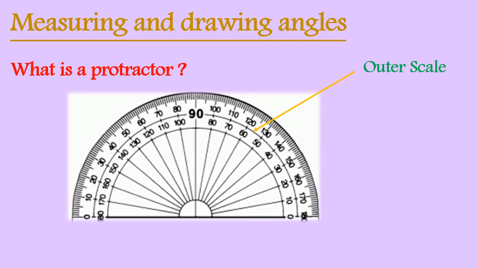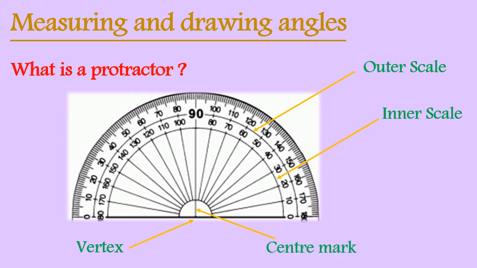In a protractor we can see two scales. This outer line or outer curve shows the outer scale. Another one is there. What is that? That is the inner scale. This inner curve shows the inner scale. And there's a special thing in a protractor. What is that? Vertex and center mark. These are the special things that we can see in a protractor.